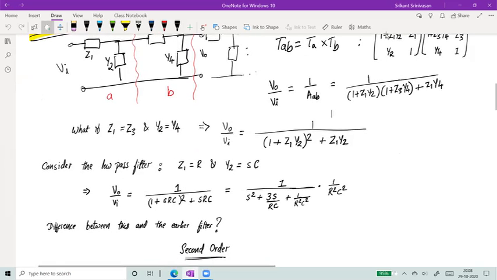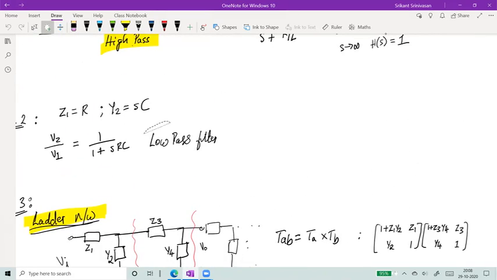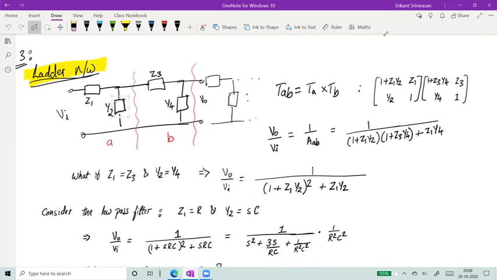Nothing new about it. So if you consider the case of the low pass filter, this was the low pass filter. We said that the series element is a resistor, the shunt element is a capacitor. Now, if this is what I'm repeating, so I have the resistor and I have a capacitor. Again, I have the same resistor and then the same capacitor.